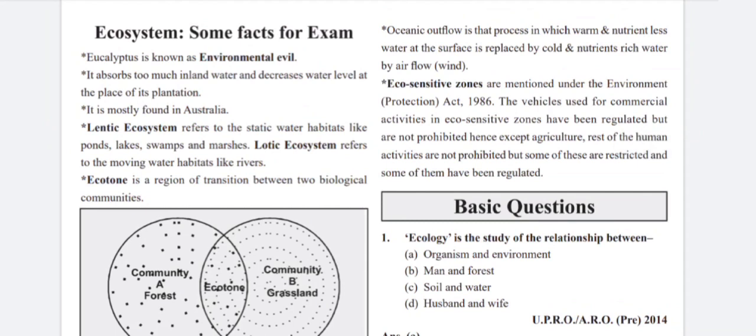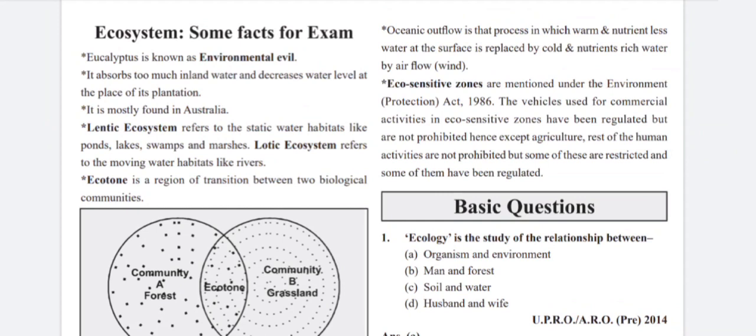Ecosystem, some facts for exam. Eucalyptus is known as an environmental evil. It absorbs too much inland water and decreases the water level at the place of its plantation. It is mostly found in Australia.